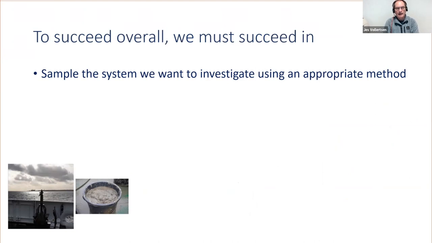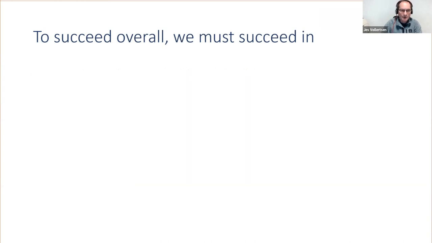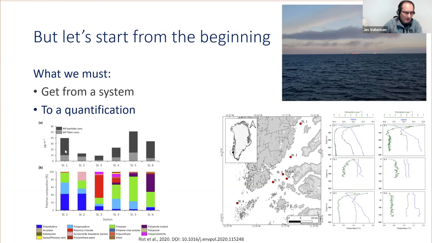So when we want to analyze in a certain system, we have to use an appropriate method for sampling. That is the first thing. If you go back to the Greenland study, we collected 1 cubic meter of water per sample, for example, because the concentrations, you can see here, are pretty low. So if you want to find such low concentrations, you have to analyze and concentrate a larger volume of water.